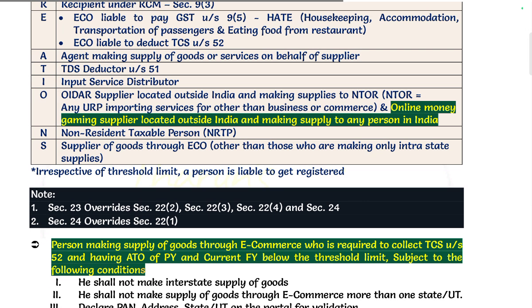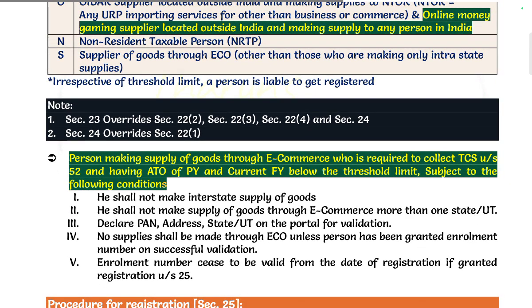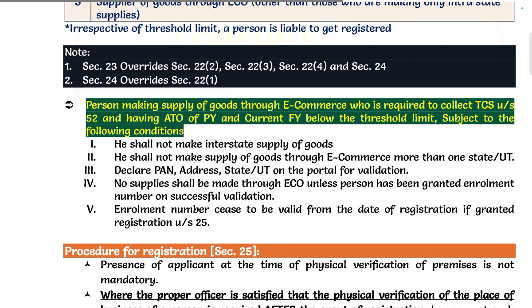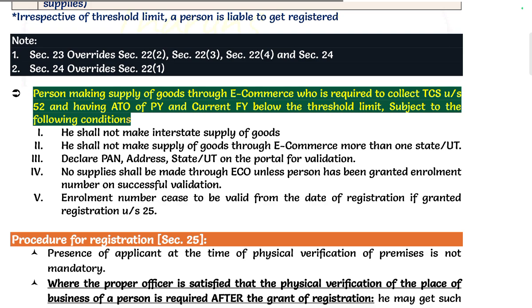Compulsory registration applies to non-resident taxable persons, and to suppliers of goods through e-commerce, other than those making any interstate supplies, irrespective of the threshold limit. Note: section 23 overrides section 22(2), section 22(3), section 22(4) and section 24, and section 24 overrides section 21. A person making supply of goods through e-commerce operators required to collect TCS under section 52, and having aggregate turnover in the previous year and current year below the threshold amount, is subject to the following conditions.